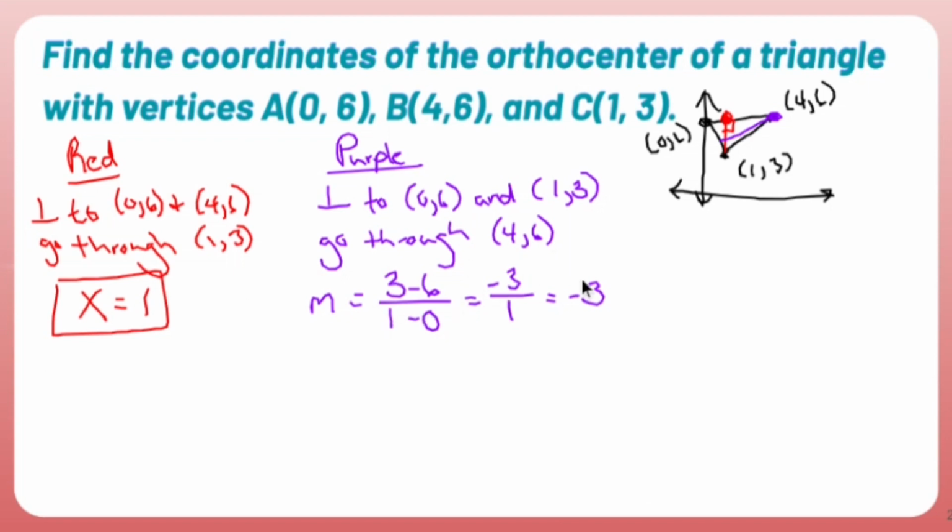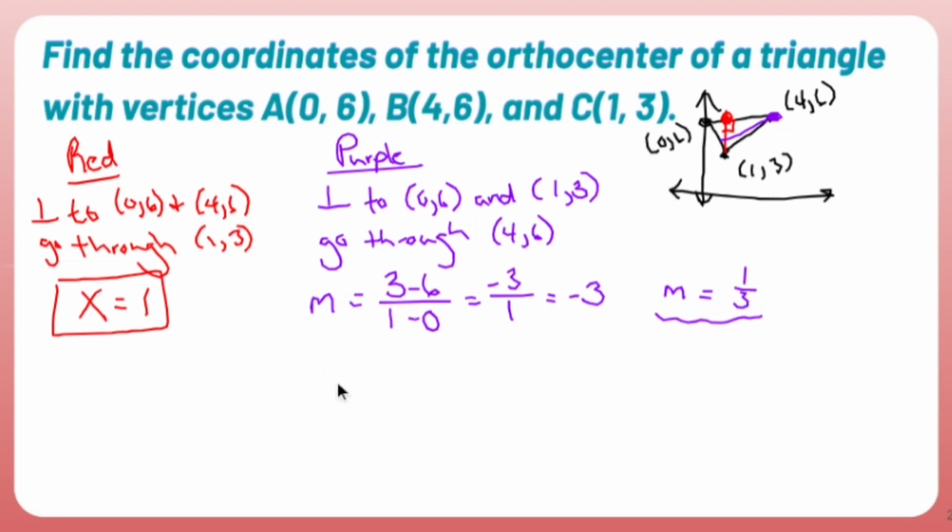So the slope that I want is perpendicular to negative 3. Something that's perpendicular to negative 3 is going to be the opposite reciprocal of negative 3, which means we take that 3, we make it 1/3, and make the opposite of negative, which is positive. So the slope that I want is 1/3.